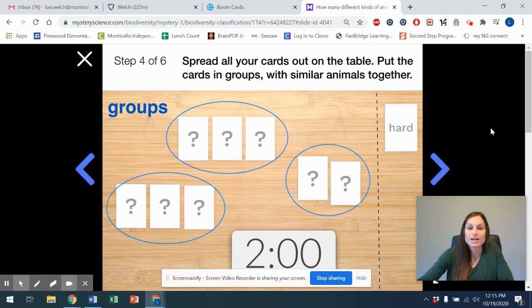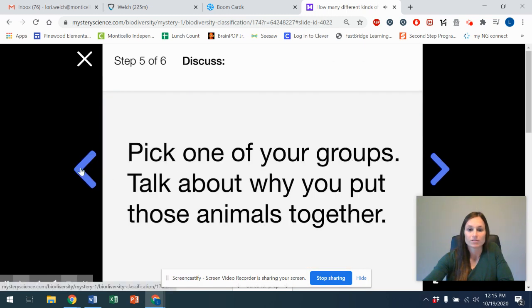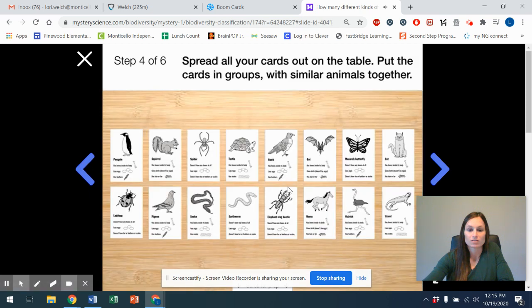All right, so right now I want you to spread your cards out and put the cards into groups with similar animals together. So how can you group your animals? If there's an animal where you're not sure where it goes, put it off to the side. Discuss. You will have 2 minutes to group your animals.